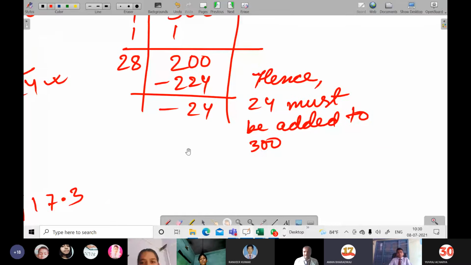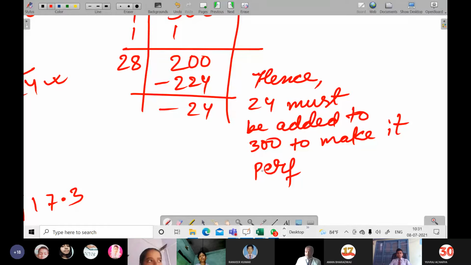Sir, why have you divided by the bigger number? Why can't we divide by the smallest number? When it is said added, then you have to divide it with a bigger number. When it is said subtracted, then you have to divide it with a smaller number.